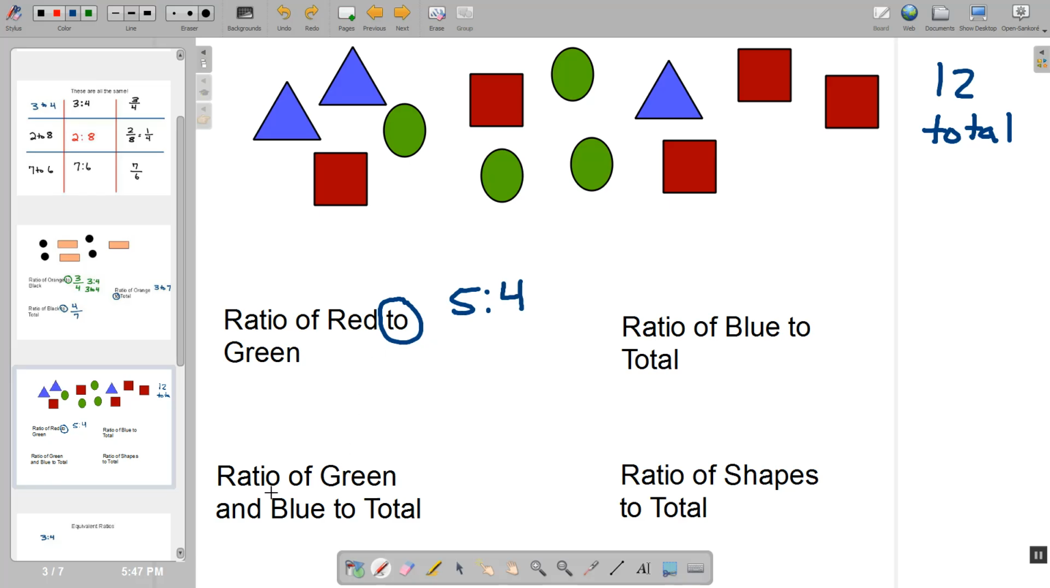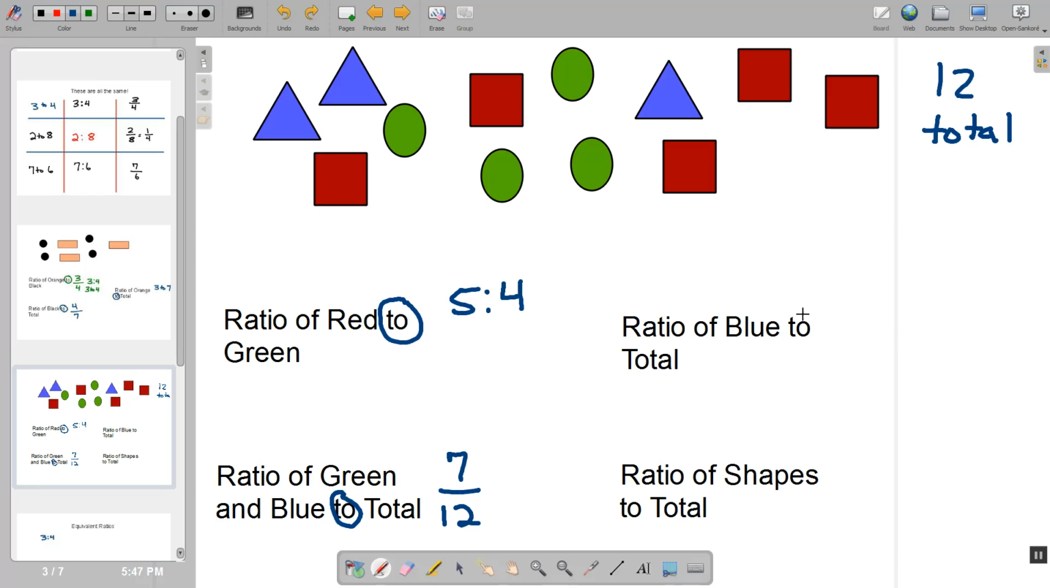Down here, where it gets a little bit trickier, it says ratio of green and blue to total. So this time, it's green and blue as the numerator of our fraction, and then total as the denominator. So we know there are 4 green, and there are 1, 2, 3 blue, for a total of 7 objects. And the total number of shapes altogether is 12. So that's 7 green and blue to 12 total objects.